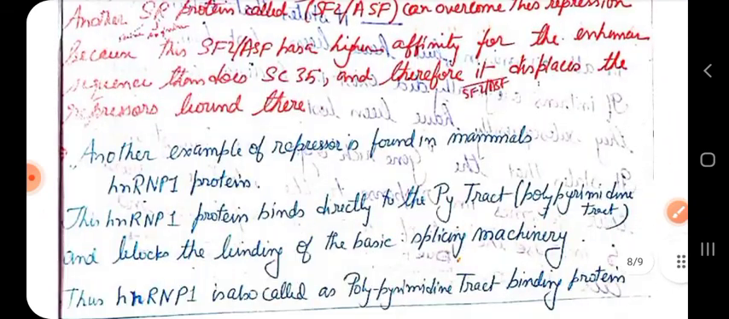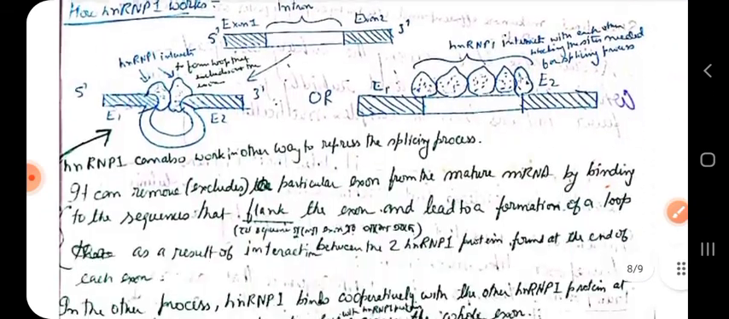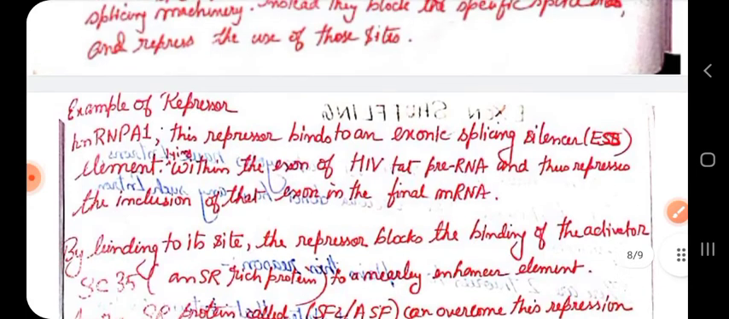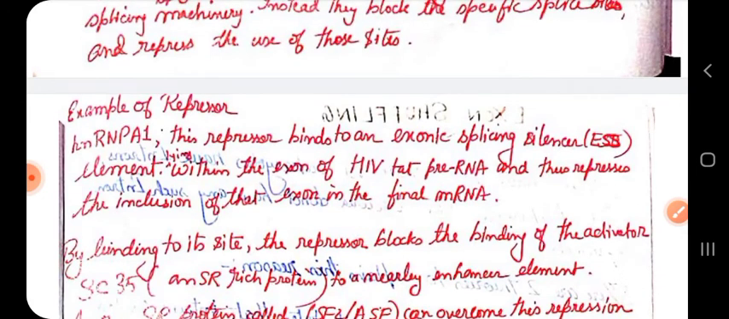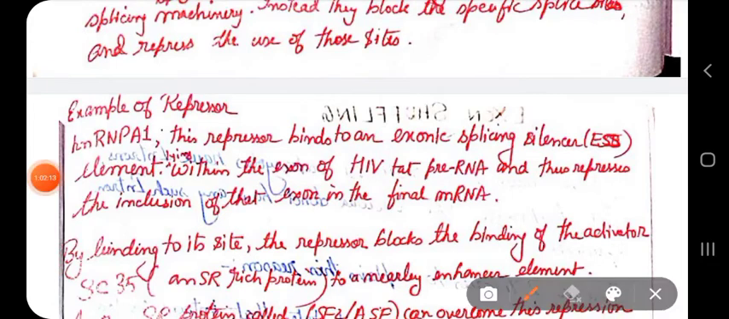Let us see an example of a repressor, then we can clarify our doubt. I think after hearing this whole lecture you can understand the regulation of splicing. So most of the repressors are a family of what? The heterogeneous nuclear ribonucleoprotein family.